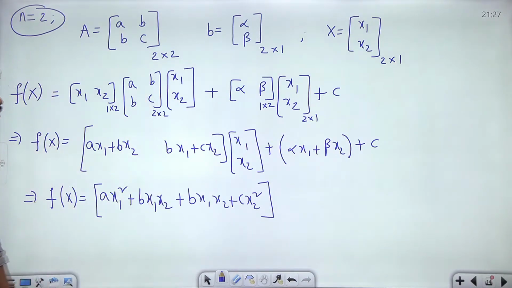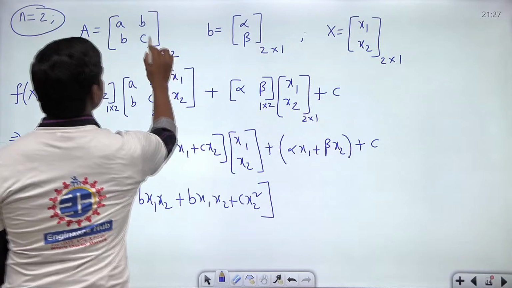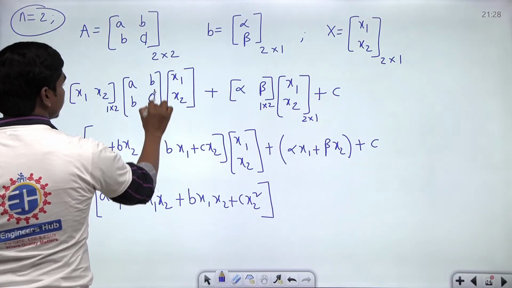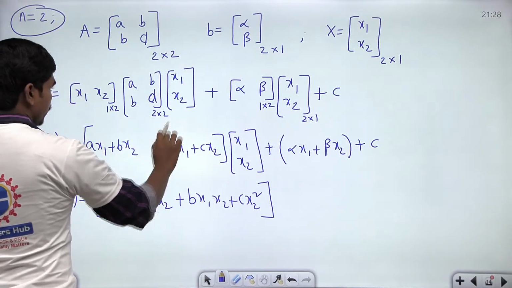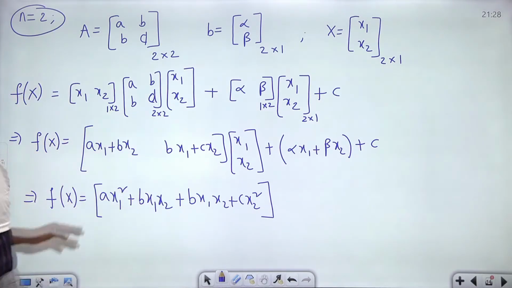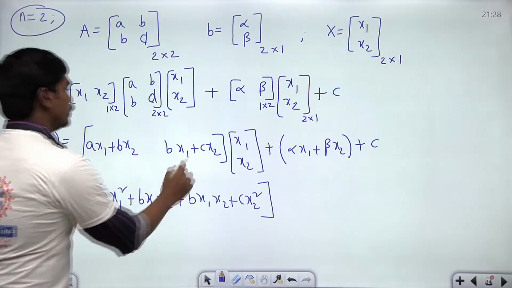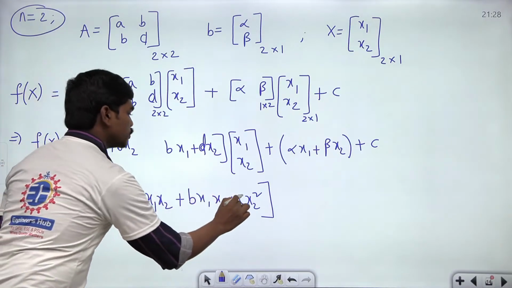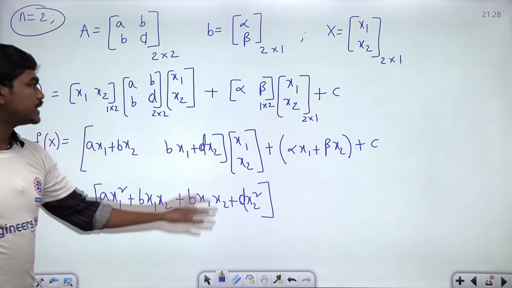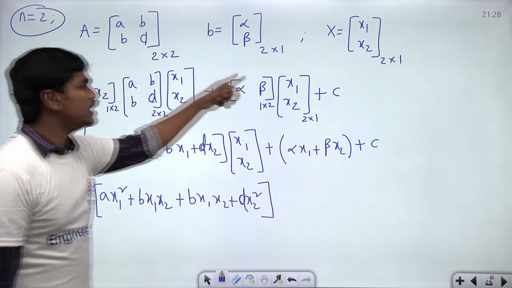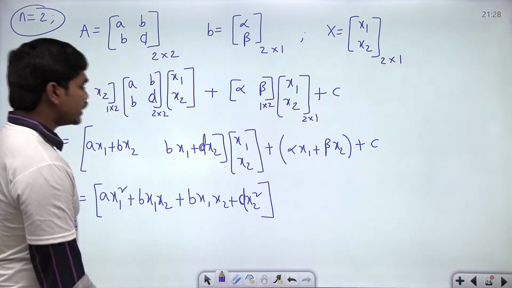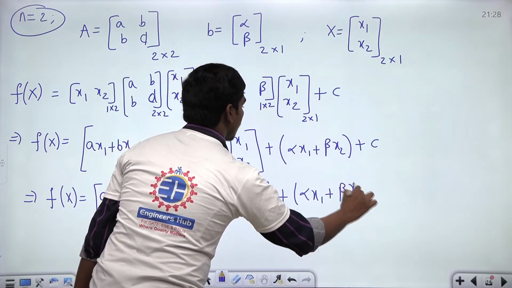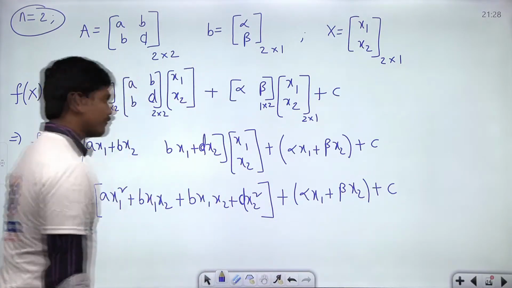Let us change this to some other element D, because there is a possibility you will get confused with this C and the C here. So let me write this as D. So now Ax1 square, and this should be D here, and of course when you calculate again, this should be D here. I am just changing because there is a chance you may get confused with this C and the C that we wrote here. If that's clear to you, plus alpha x1 plus beta x2 plus constant. Now this is the total f of x.